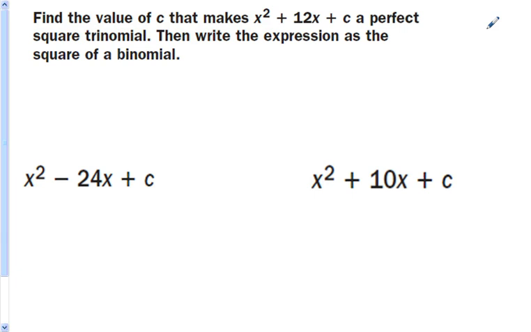Find the value of c that makes x squared plus 12x plus c a perfect square trinomial. So what number would I have to add on the end to make this a perfect square trinomial? Well, if we go to our little formula, it's b divided by 2 squared. If I add that on the end, I should get a perfect square trinomial.